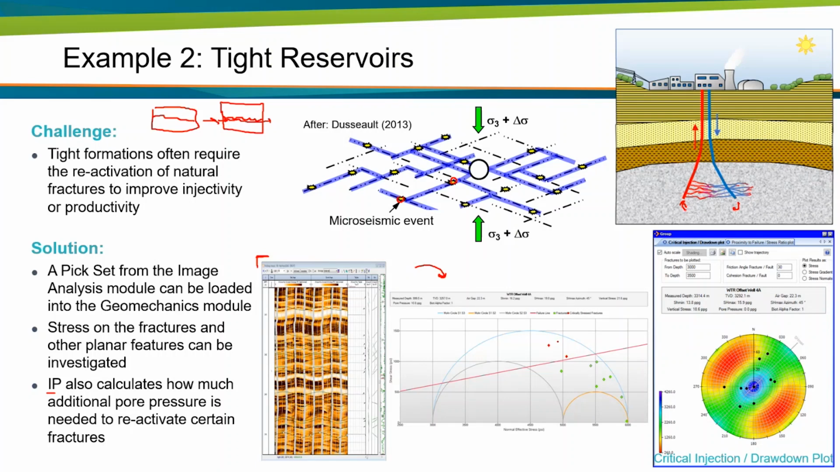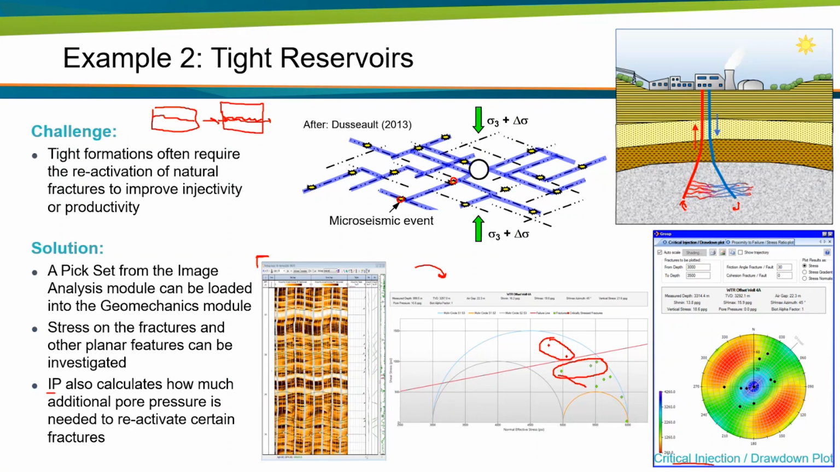So you can then see, for instance, which of these fractures are critically stressed in this Mohr circle plot, and which are not critically stressed. Those are green. And if you want to reactivate some of these non-critically stressed fractures, you can then calculate what is my critical injection, which I need to reactivate these fractures. Critical injection means which additional pore pressure do I need to reactivate this fracture.